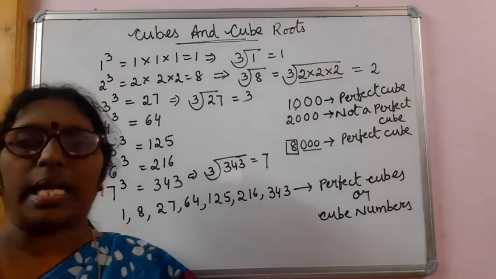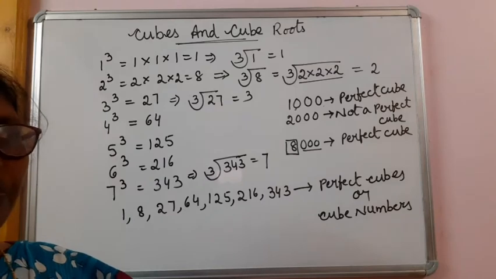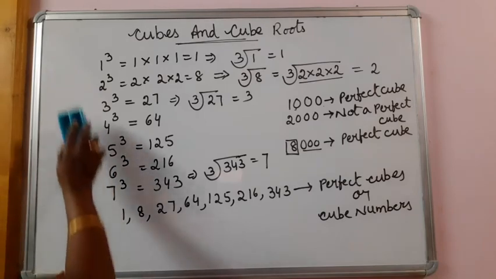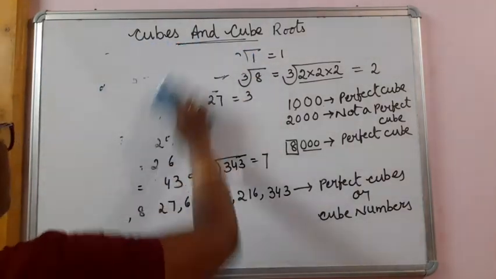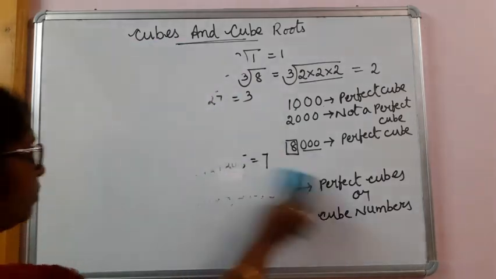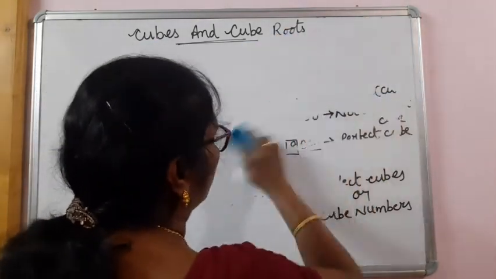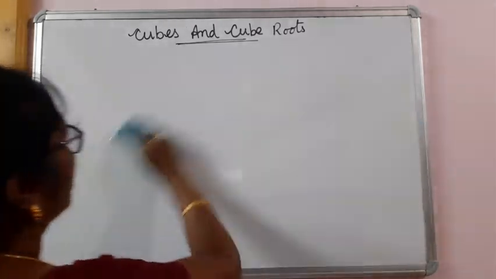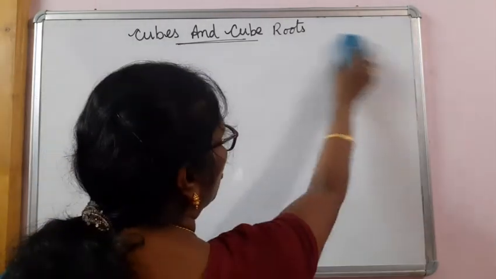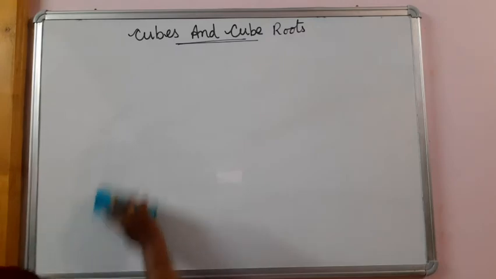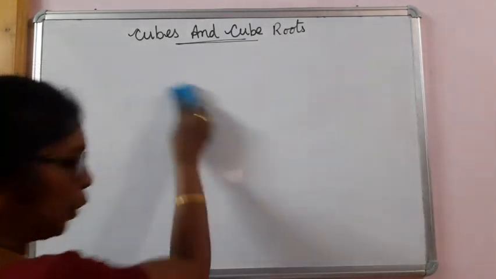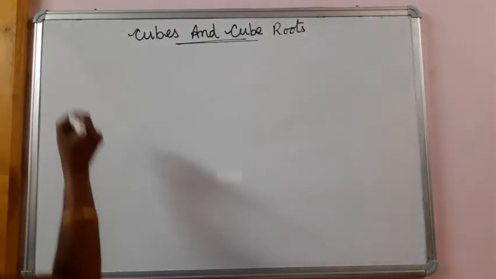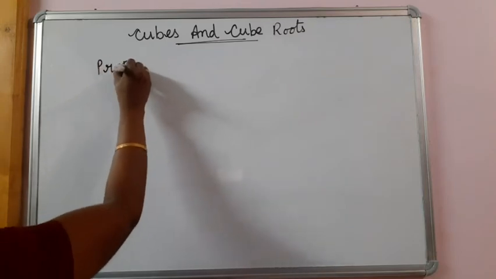Now, let us learn what the properties of cube numbers or perfect cubes are. Properties of cubes. The cube of an even number is even. Just now I showed that 1 cube is 1. 1 is an odd number, and its cube is also the odd number 1. 2 cube is 8. 2 is an even number, and 8 is also an even number.